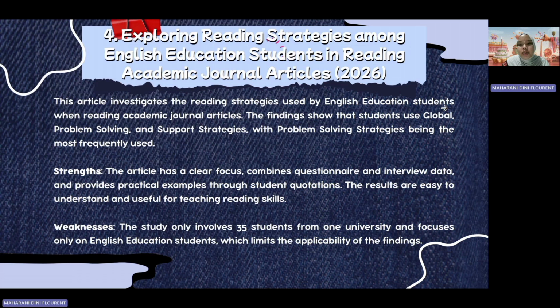The fourth article is Exploring Reading Strategies Among English Education Students in Reading Academic Journal Articles, published in 2026. This study examines the strategies used by English education students when reading academic journals. The findings show that students use global strategies, problem-solving strategies, and support strategies. Among these, problem-solving strategies are used most frequently.